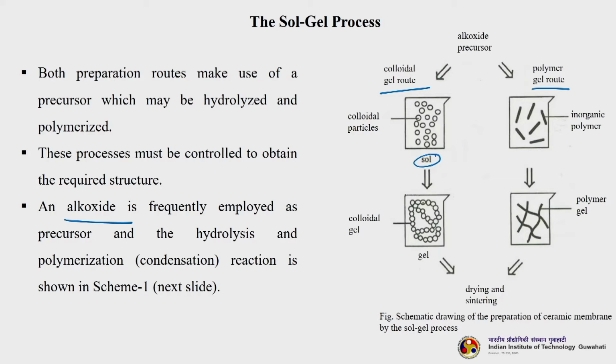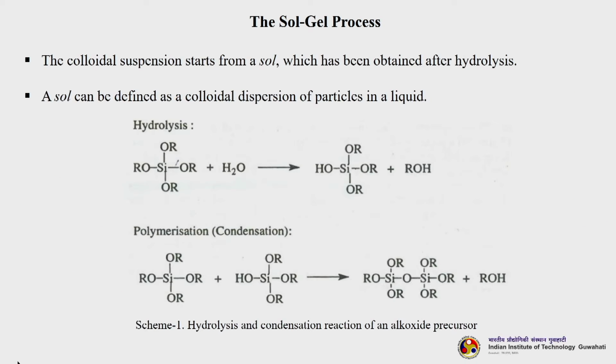So, here I am preparing a sol, here we are preparing an inorganic polymer, right. Followed by the sol we get a gel here, this is a polymer, then here we also get a polymer gel, then it goes for drying and sintering. Let us see the reaction actually, then it is easy to understand.